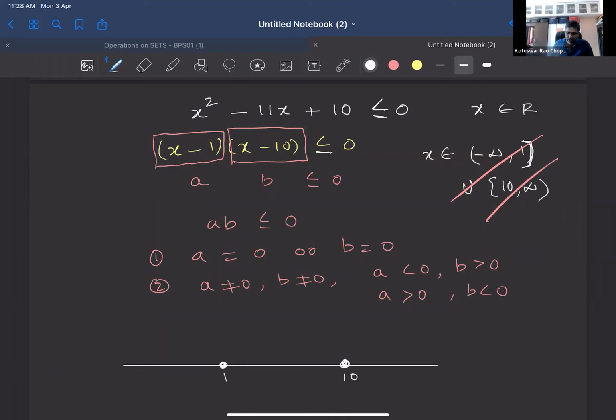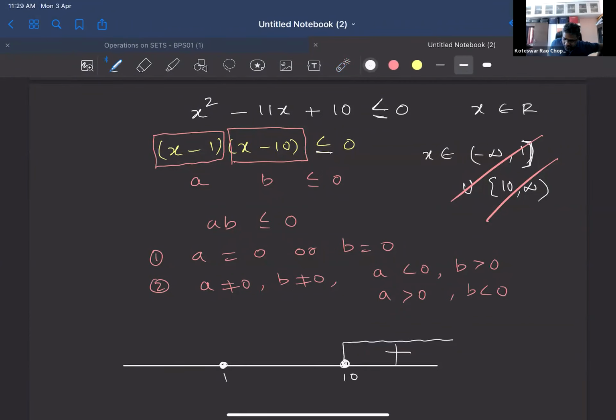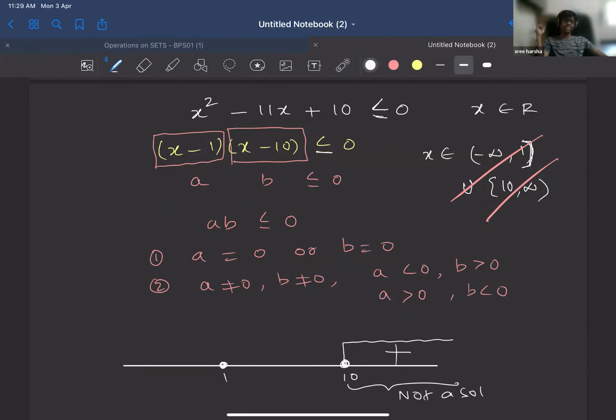Now look at this. You take any value which is greater than 10, what will it make? It will make x minus 10 greater than 0. If it makes x minus 10 greater than 0, will it not make x minus 1 greater than 0? Yes. So very simple, here every value will be positive. That means it will be greater than 0. So what that tells us is this is not a solution for me. But minus infinity also, let us see.